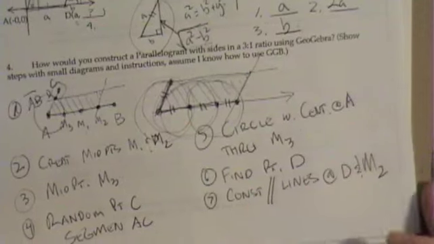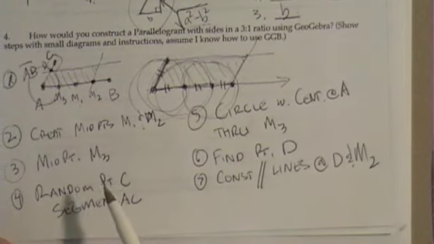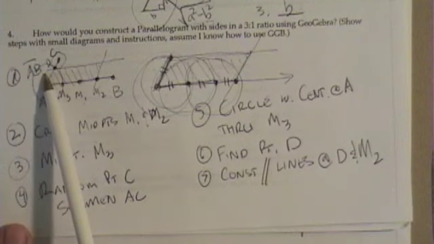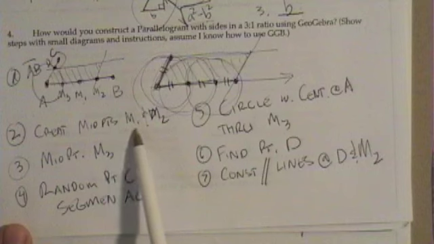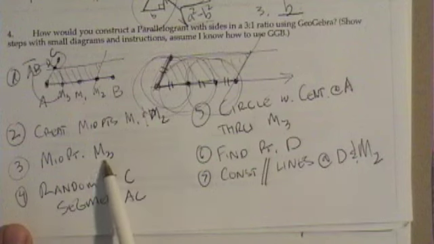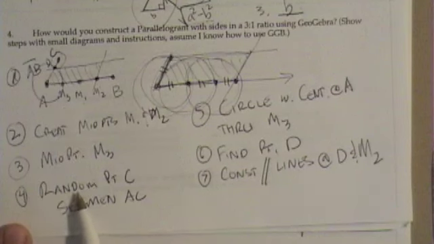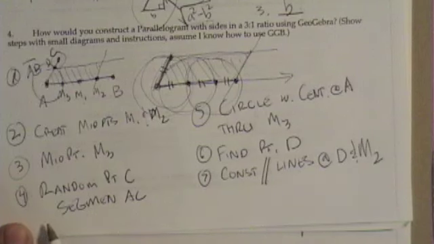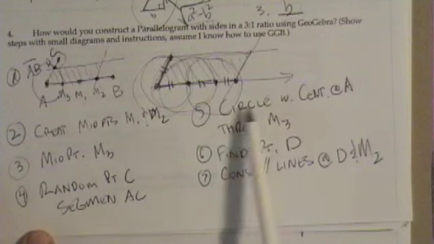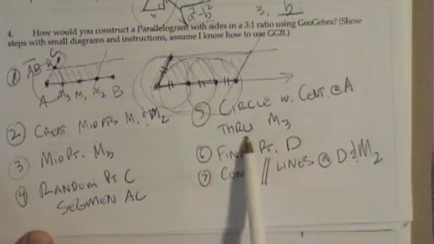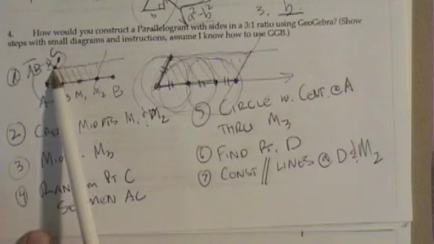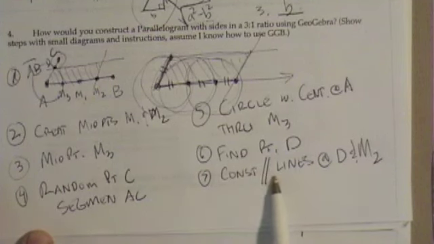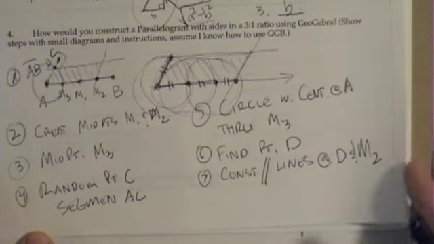Alright? I've abbreviated the steps here, and you can kind of just read through them. I just say make segment AB, and then create midpoints M1 and M2, and a final midpoint M3 right there, and then a random point C to get that segment started. I could have made it also a line, it doesn't have to be a segment. And then I make a circle with a center at A going through M3, and then I find point D. It's a little bit hard to see, but there'd be point D, and then I construct parallel lines at D and M. That would be enough to convince me that you knew how to do that.